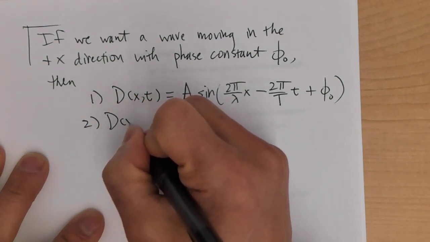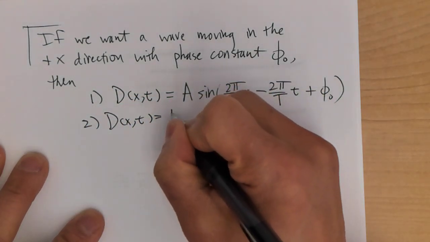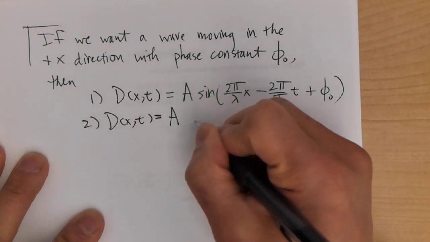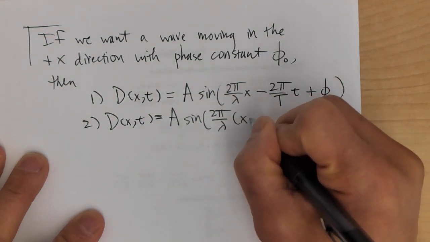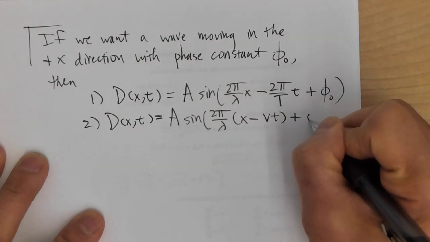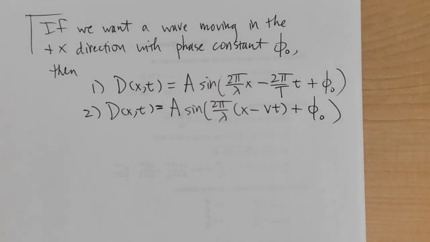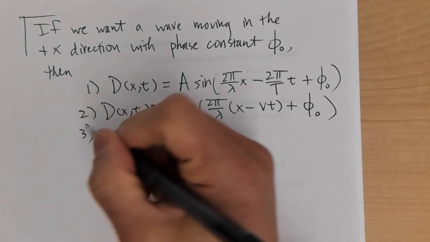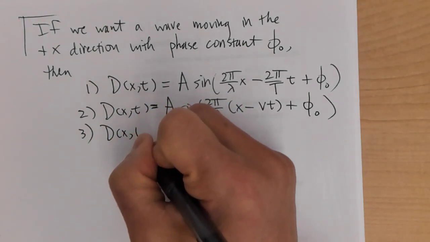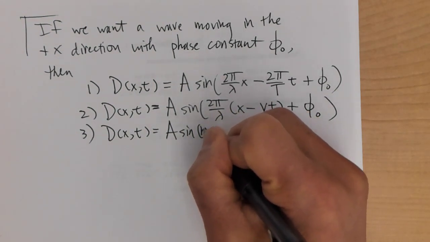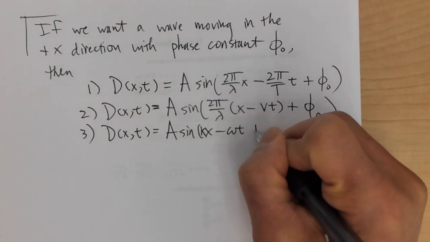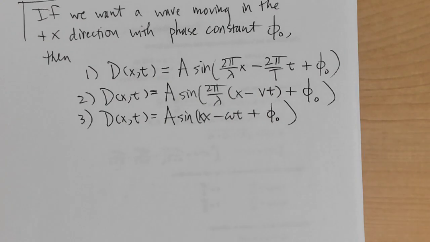Now we can write the second form, A sine of 2 pi over lambda times (x minus vt). We just tack on the extra phi 0. Or we have the third form, A sine of kx minus omega t plus phi 0.